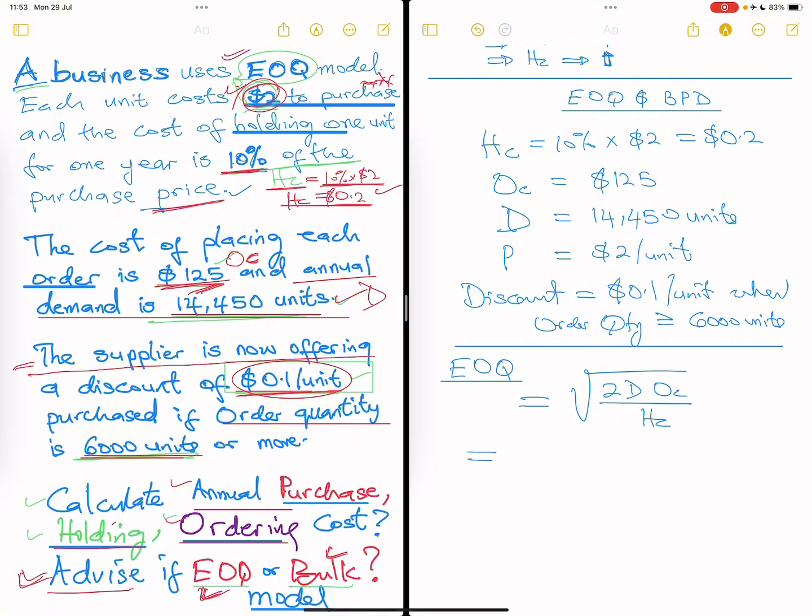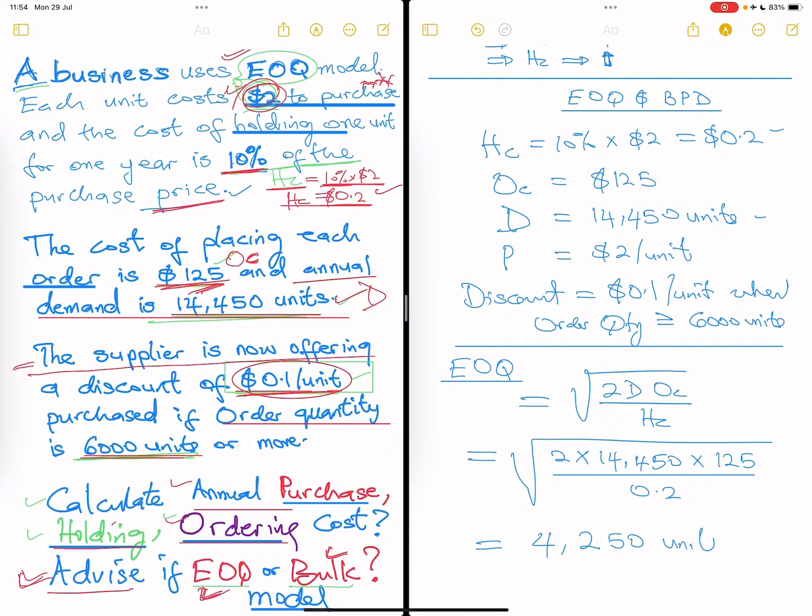So if we put everything together now, that's 2 multiplied by 14,450, the annual demand we've been given, multiplied by 125, which is the ordering cost for one order, divided by 0.2, which is our holding cost per unit that we have calculated. If you do all of that, we're going to have economic order quantity as 4,250 units. So now we know our EOQ.